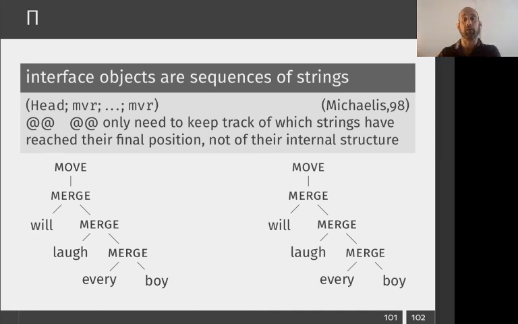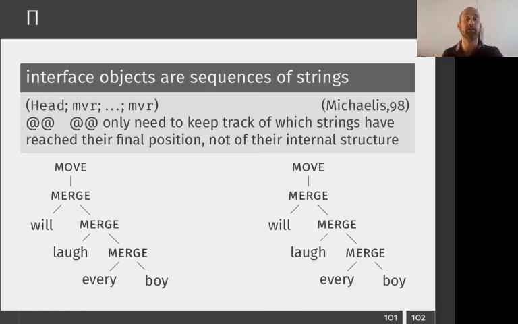So how does this work? What is the idea? The idea is that you only need to keep track of which strings have reached their final position, but not of their internal structure. Okay. In order to interpret a derivation at the interface, we can go bottom up and we can spell out structure as we're doing it. And the only information that we need to maintain about structure is which maximal projections have reached their final position and which ones have not. Okay, so let's do that here.